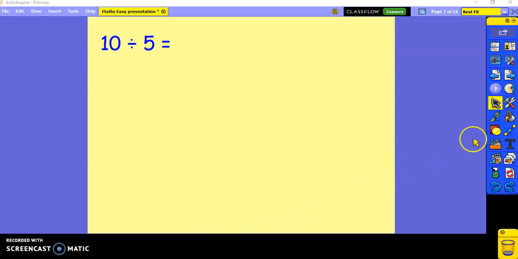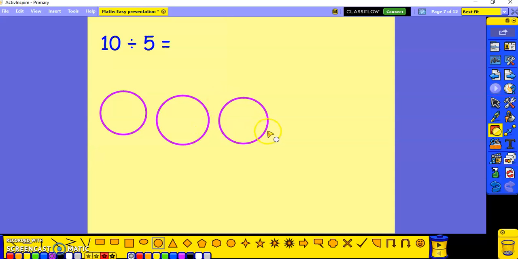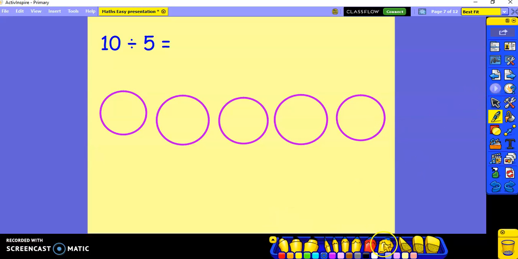Okay, right, let's have a look at working out the answer here. Now I'm going to draw my hoops this time. So 1, 2, 3, 4, 5, and I'm going to share out 10 objects. Maybe this time they are flowers that we've been given. So 1, 2, 3, 4, 5, 6, 7, 8, 9, 10.